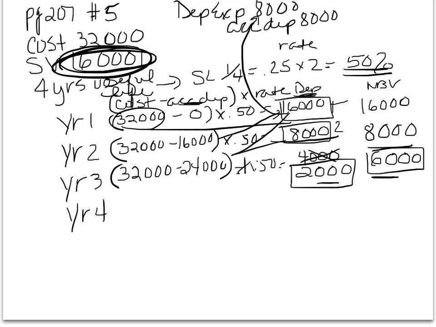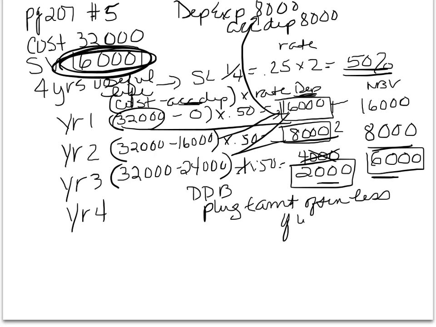So the last year in DDB needs to be a calculated amount that is often less than if you're using the rate, because it's a plug. I can only take that amount to get me to $6,000.